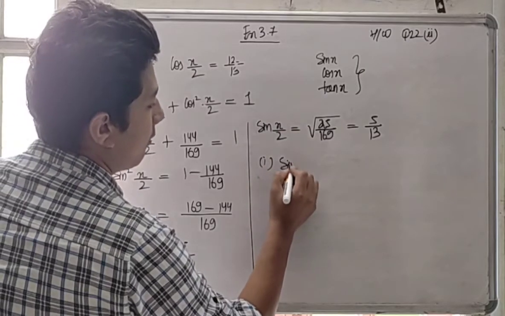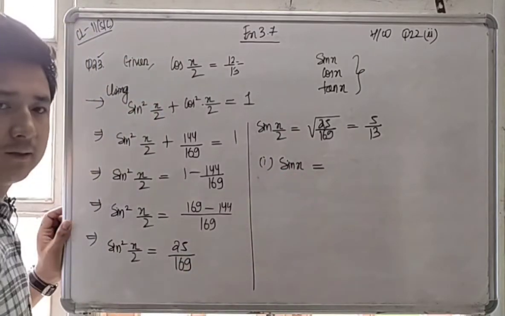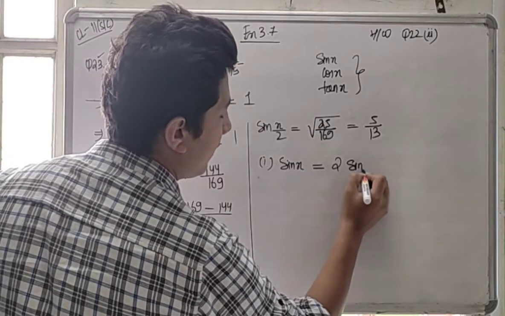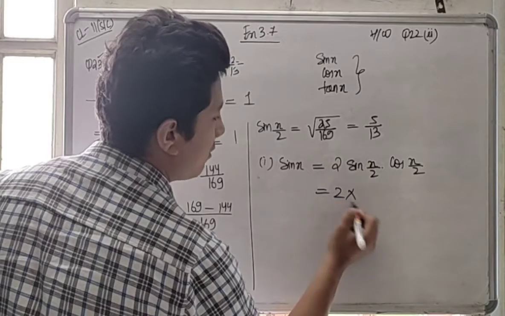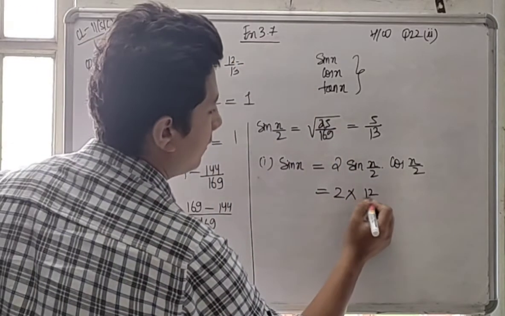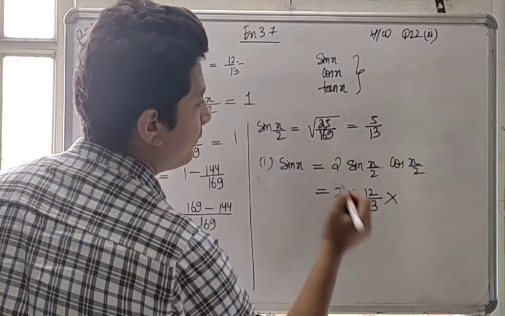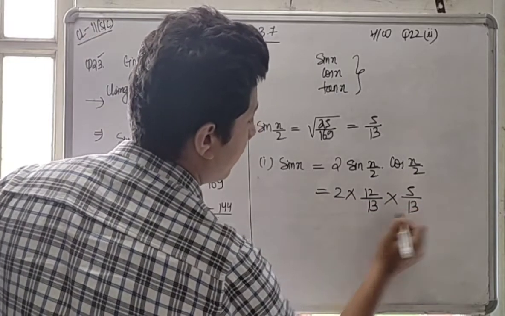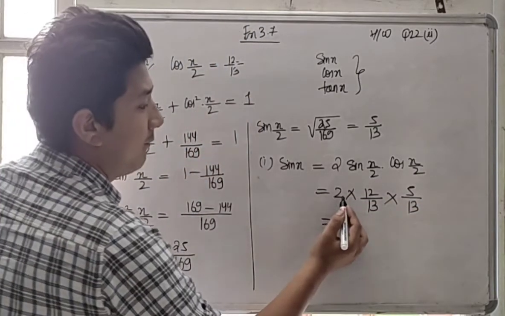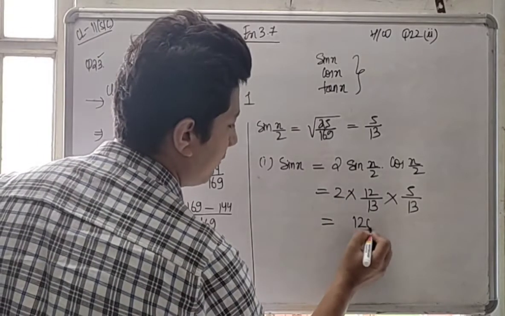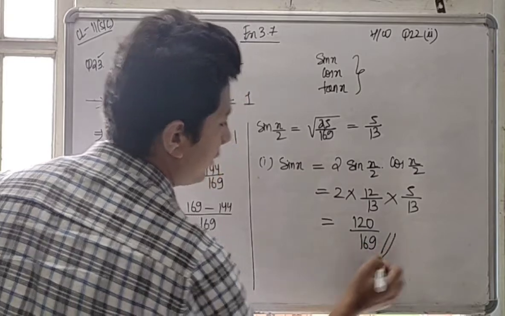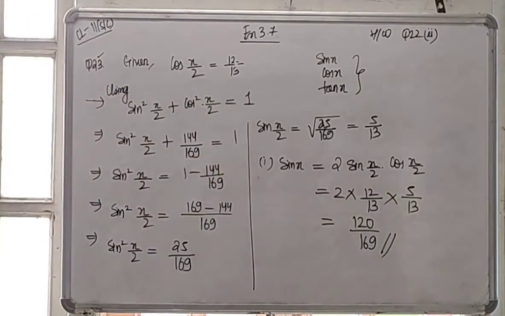Sin x. Obviously, because we know the formula for sin x, right? The formula is 2 sin x by 2 into cos x by 2. So therefore this is 2 into 12 by 13 into 5 by 13. So let's multiply: 5 twos are 10, so is it 120? Yes, 120 by 169. So this is the value for sin x. This is how we find the value for sin x. Please pause the video and note down till here.